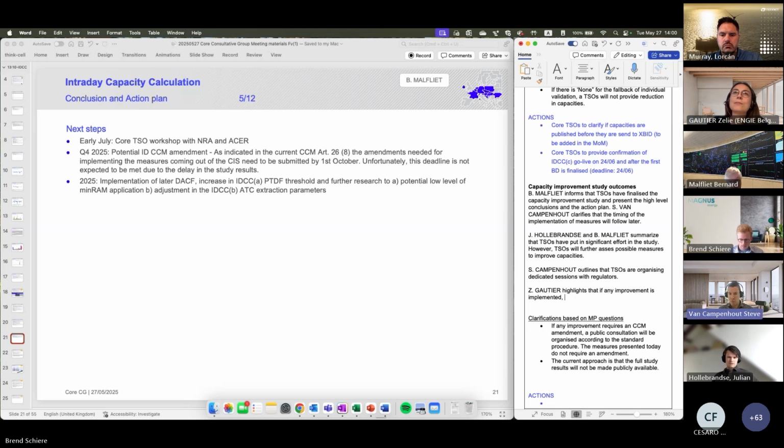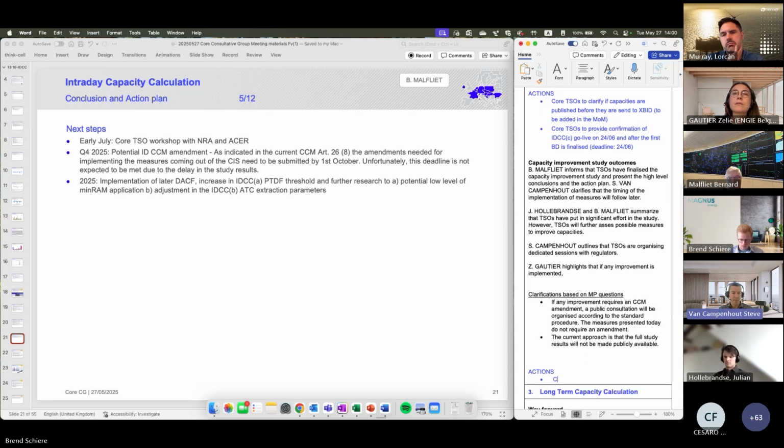Yes, and let's note that as an action point: when we make these improvements concrete, and or we identify new improvements, that we do communication through the core CG distribution list. Great, thank you very much.